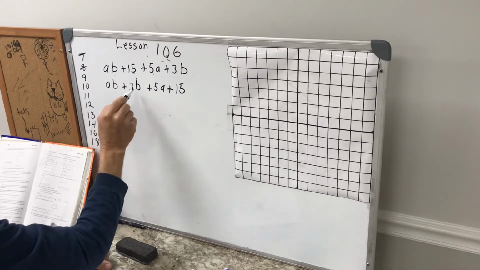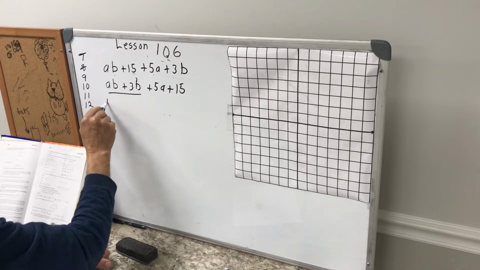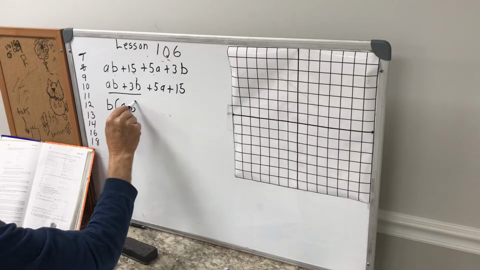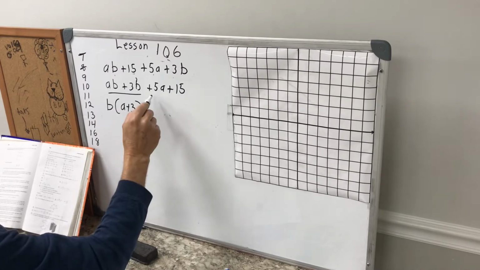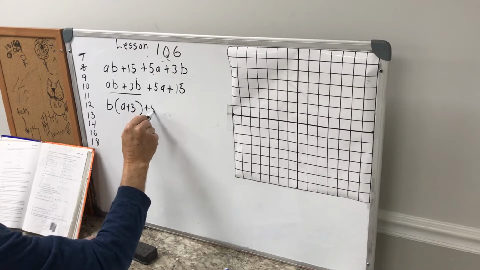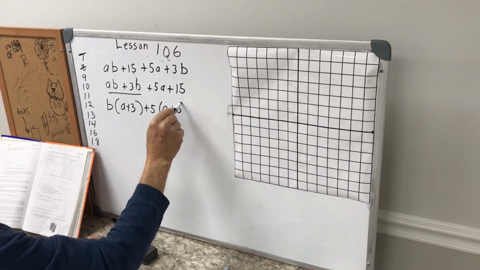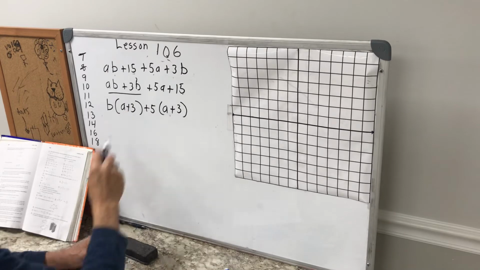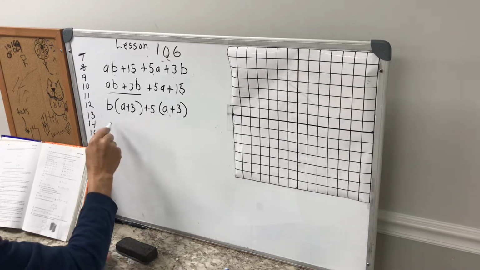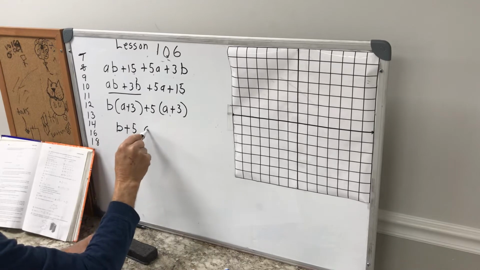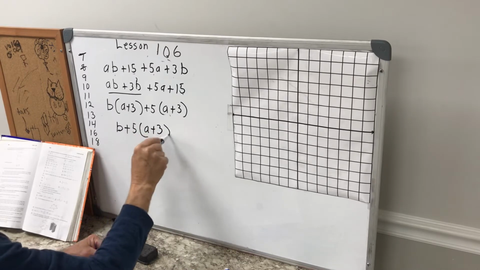Okay, what I'm going to factor out of this one, of course, is going to be a b now, and I'm ending up with a plus 3. Over here, I'm going to factor out a 5, and I should end up with an a plus 3. Is that right? I factored the 5 out of both of these. Does that work? Yes, it does. B plus 5 and an a plus 3.